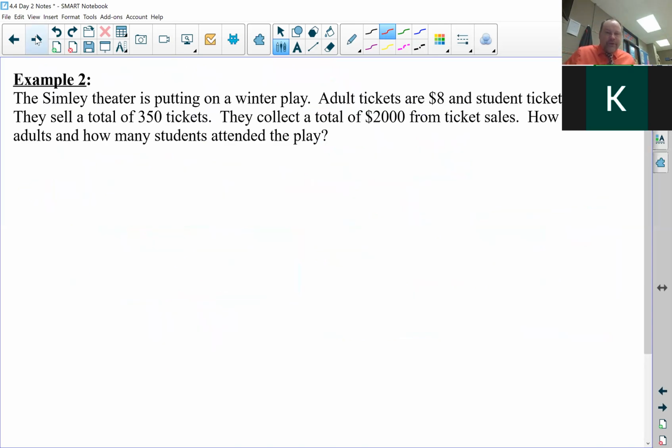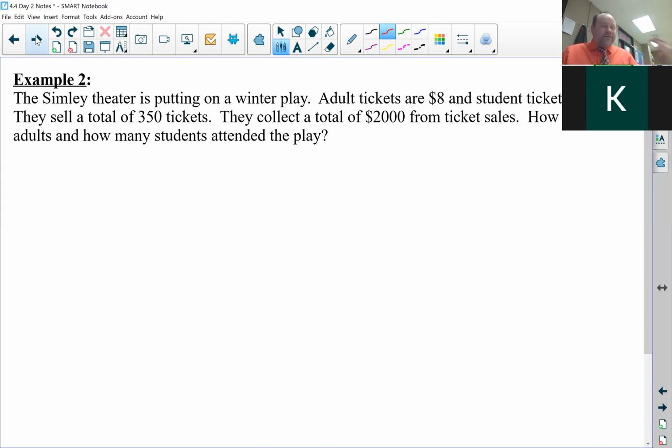Second example. So here's another example dealing with money, very common. The Simile Theater is putting on a winter play. Adult tickets are $8, student tickets are $4. They sell a total of 350 tickets. They collect a total of $2,000 from ticket sales. How many adults and how many students attended the play?